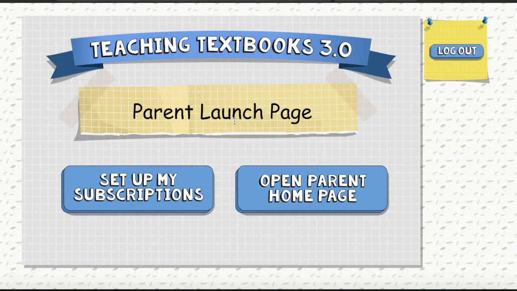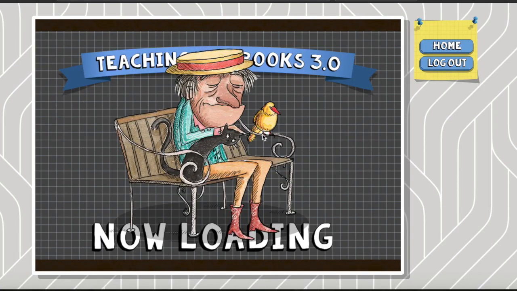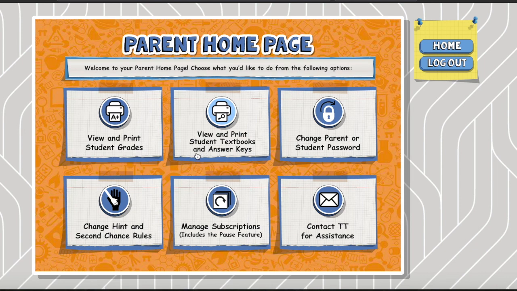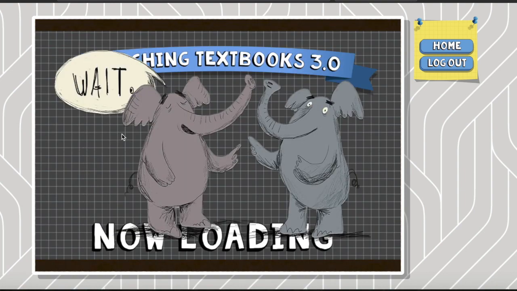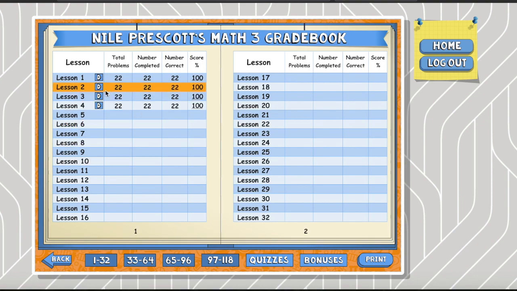So here's the parent launch page. The first time you come on, you will set up your subscriptions here, but since I've already done that, I will open the parent homepage. And it has a nice little loading image. From here, this is the launch page, and you can choose from these options for whatever you want to do. If you want to view and print student grades, since I only have one student using this program right now, I can just click on him. Another little cute loading graphic. And here you can see all of the lessons he's done.